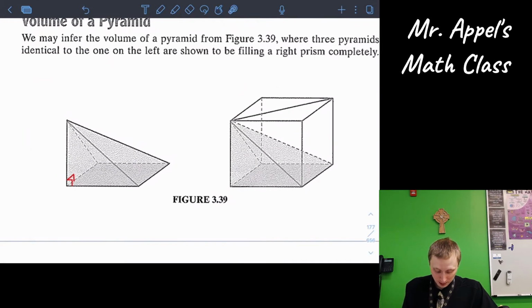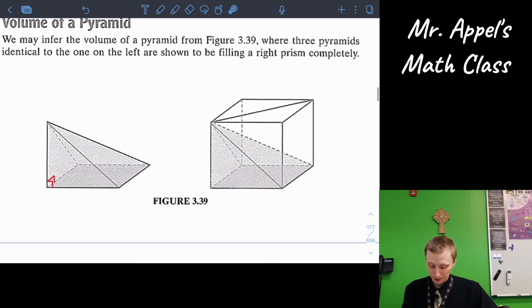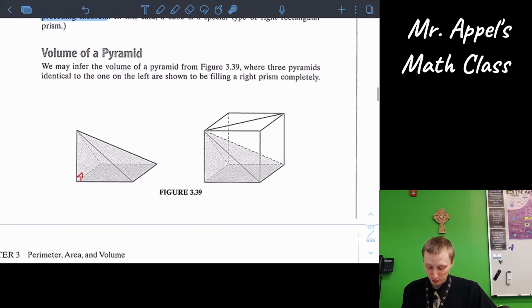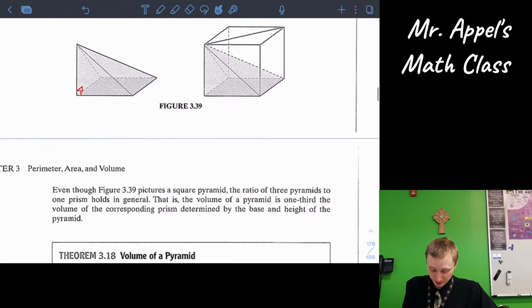So that when you take three of these, flip and turn them around, this right angle can be this corner, right, matches with that corner. This is a second of those pyramids, and then this back corner is a third of this same pyramid. Now we get these three vertices, or three of the vertices of our right prism. And you've got the other three where the sides meet up. So even though figure 339 pictures a square pyramid, the ratio of three pyramids to one prism holds in general.